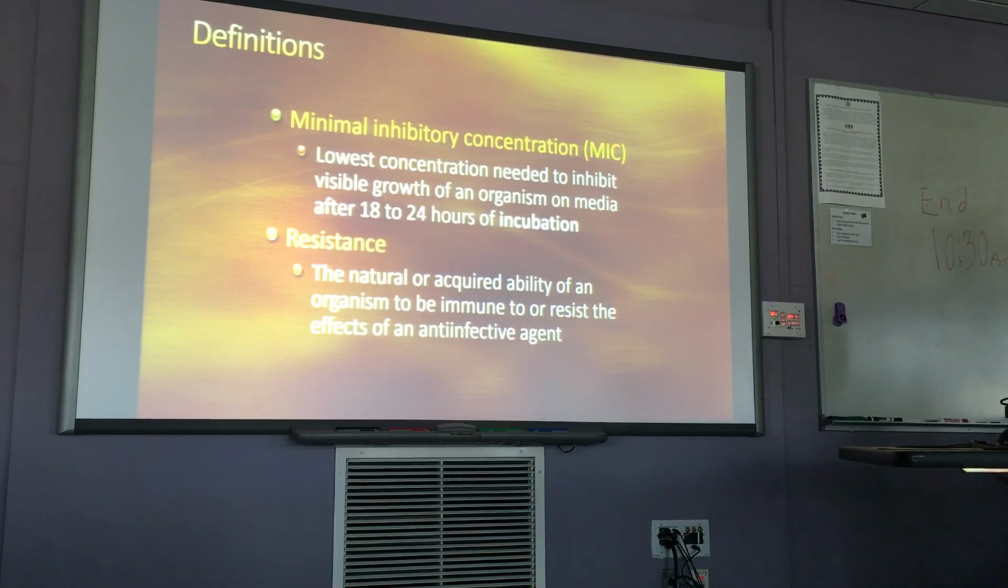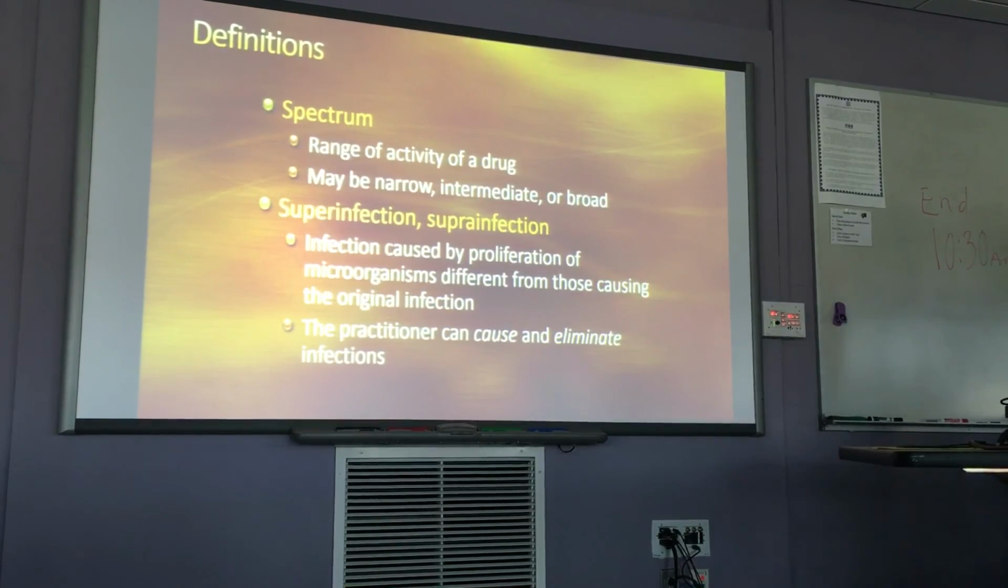And the minimal inhibitory concentration would be the lowest amount that we need, and that's what we're going for: the lowest amount that we need for the shortest period of time in order to treat an infection, okay? And resistance is the ability of a bacteria to resist our efforts to kill it, okay? And they do have a way of becoming resistant. If they're not resistant to begin with, they can acquire the resistance, and we'll talk about the different ways that happens.